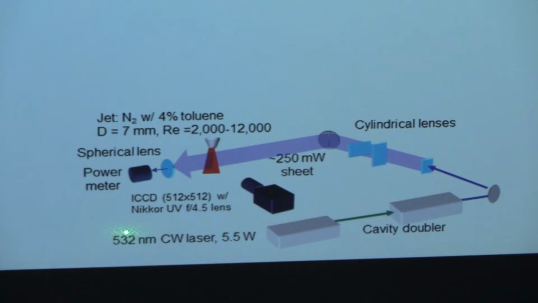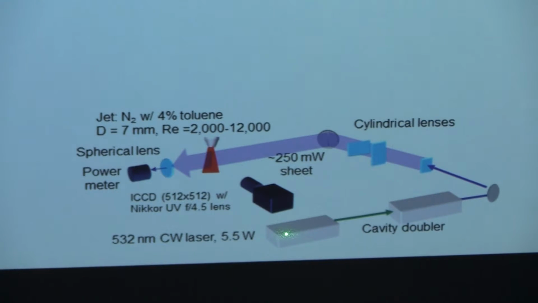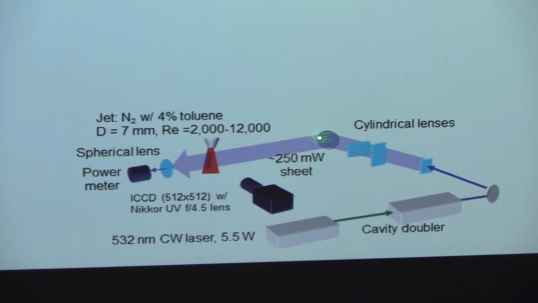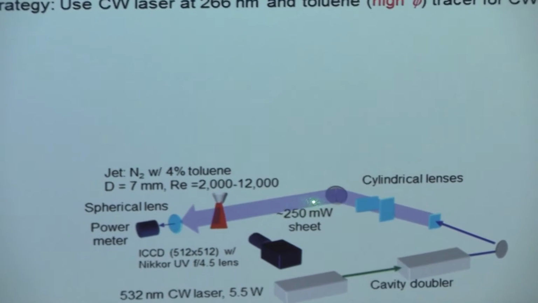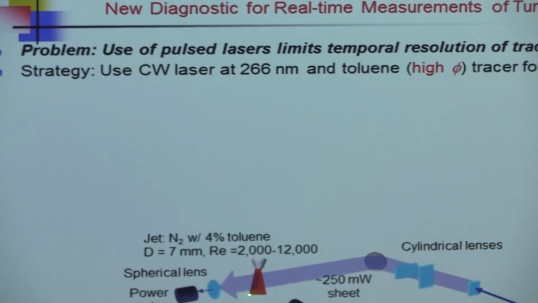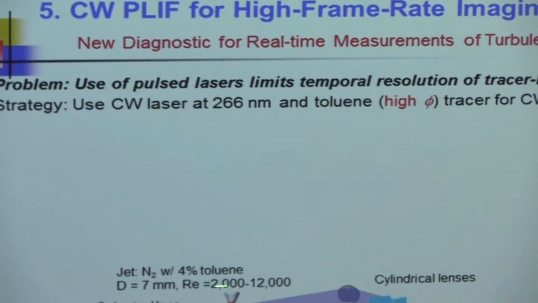So now the idea is that we used a 5-watt diode laser, frequency doubled to get us to 266 through some cylindrical lenses, and by that point our power level was about 1/4 of a watt. Remember now, with pulse lasers you get 100 megawatts or some incredible number. But you can integrate over a longer time. So he looked at a jet, and this, by the way, this jet's going from top to bottom. It's a jet with 4% toluene, 7mm jet, fairly high Reynolds number, and we're looking on our ICCD camera.